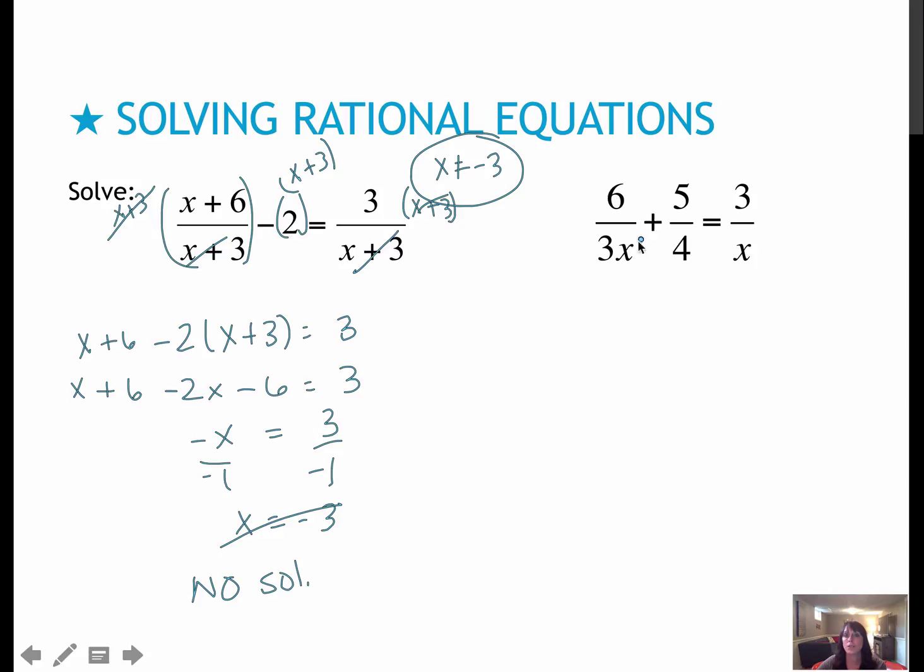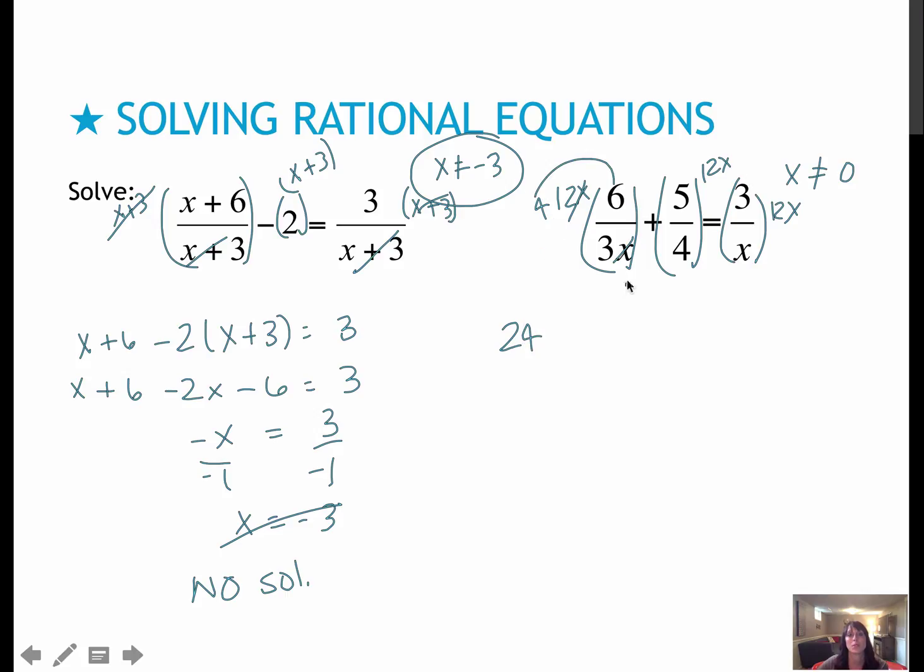For my second question, again, x cannot be 0. I'm going to multiply everything by the common denominator, which appears to be 12x. In this case, the 12x and the 3x would reduce to 4, which leaves me with 24, because 4 times 6 is 24. In this one, 4 and 12 would reduce. I would have 5 times 3 times x, or 15x. And in this case, the x's would cancel, which gives me 36.